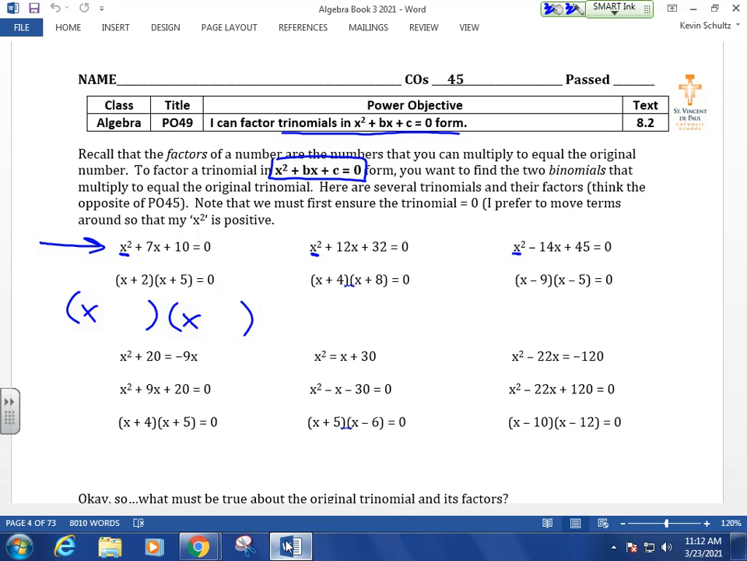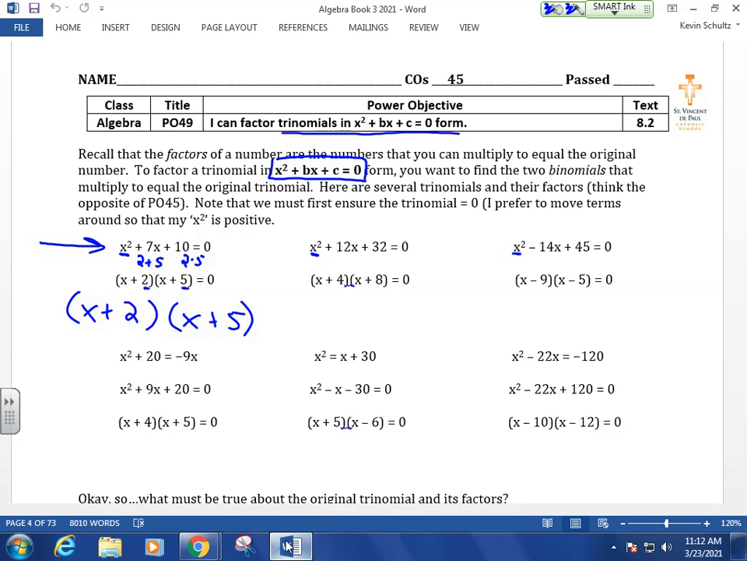And Gabby said she's recognizing that 2 and 5 have a connection with both our constant and our middle term in the original trinomial. She said, well, hey, 2 times 5 equals 10, and 2 plus 5 equals 7. And that's how we get x plus 2 and x plus 5.